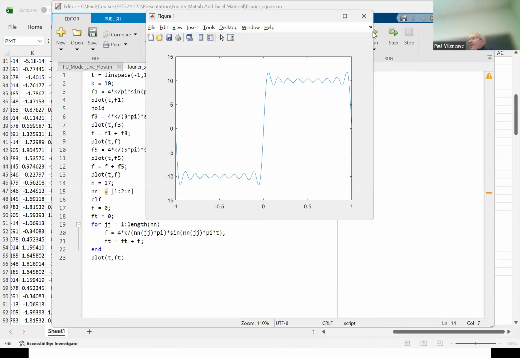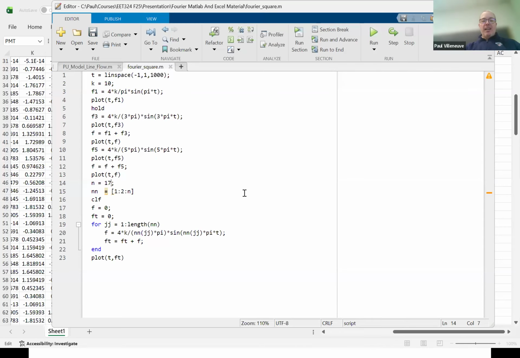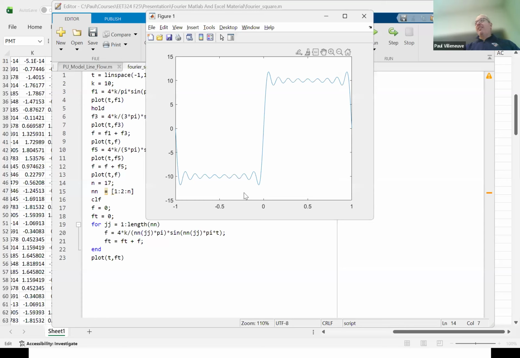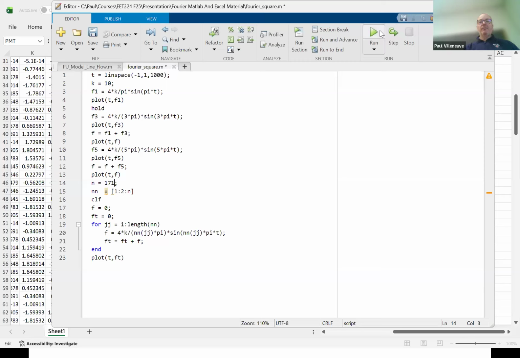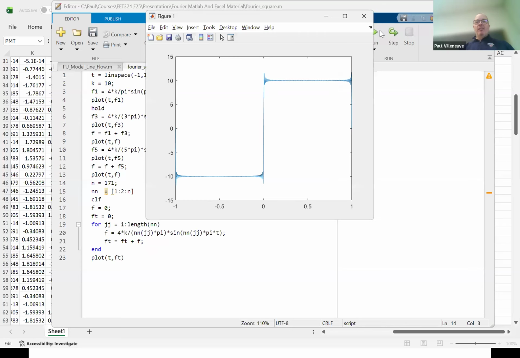Remember the whole thing about Fourier? You're supposed to have an infinite number of harmonics to fully and faithfully replicate it. We saw we were getting reasonably close. Like I don't know, you can tell me, does that look like a square wave? A little bit, but not great, right? So if I do 171, that's pretty good for me. So I need a lot of them, but yeah, that's not too bad.